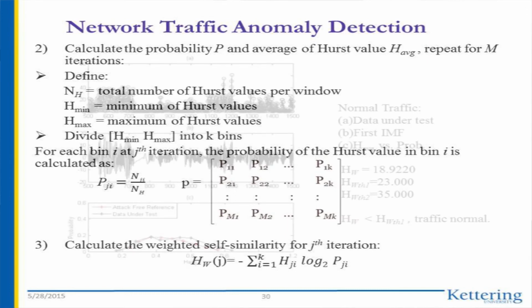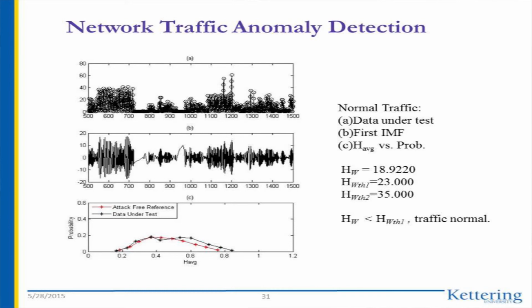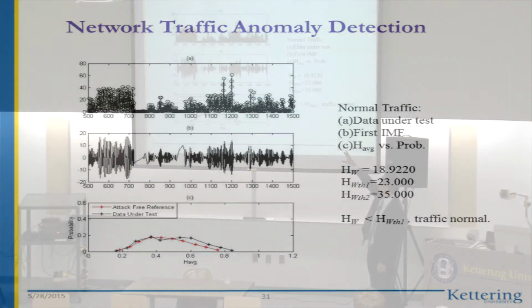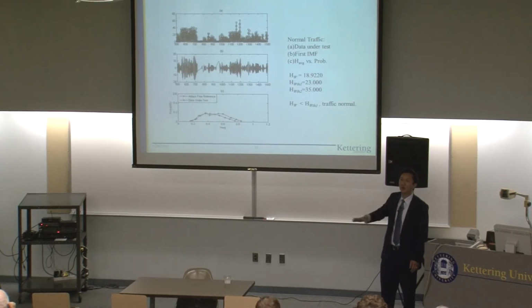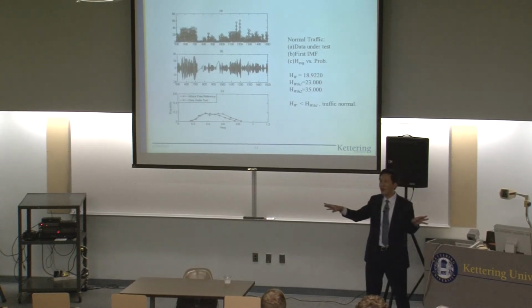Here's a couple of examples. For example, this is normal traffic. We extracted the first IMF, that's the second picture, and we followed the formula to calculate the weighted self-similarity. This red here is basically a reference or a template. Now, when we extract this in real time and calculate the self-similarity, compared with the template, it's very well within our threshold, so we conclude the network is normal, there are no attacks right now.